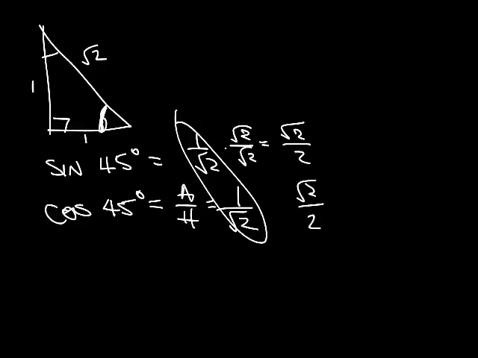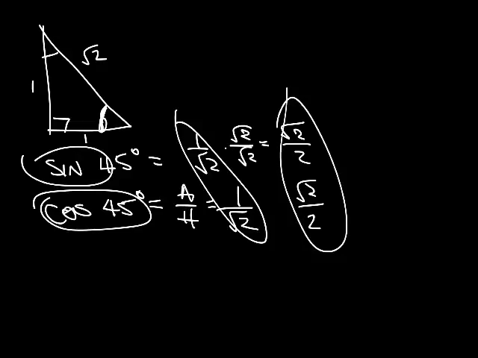Now, cosine and sine are cofunctions. So look what happens. They both have the same answer, and the angles are complementary: 45 plus 45 is 90. So anyway, let's go ahead and see what we're going to want as far as an answer goes when we start taking sines and cosines.